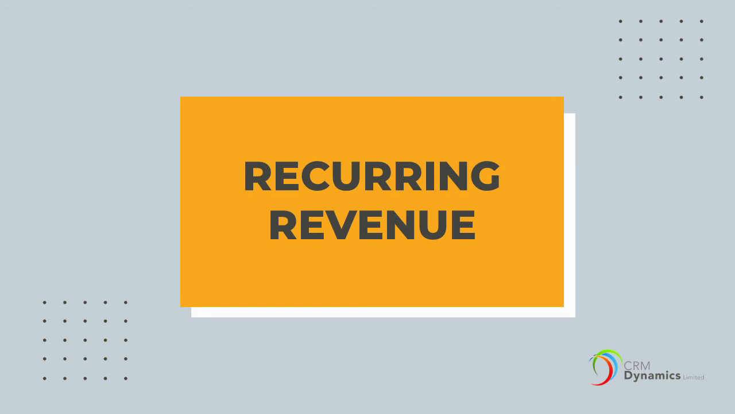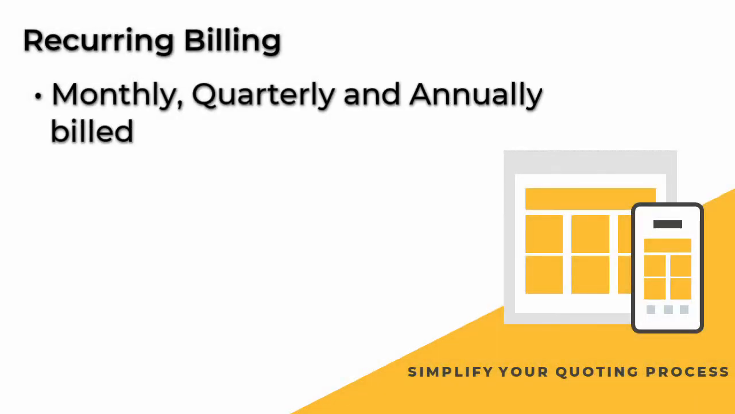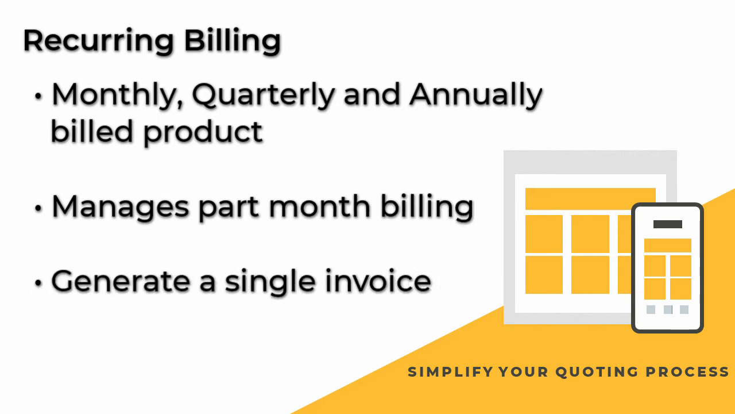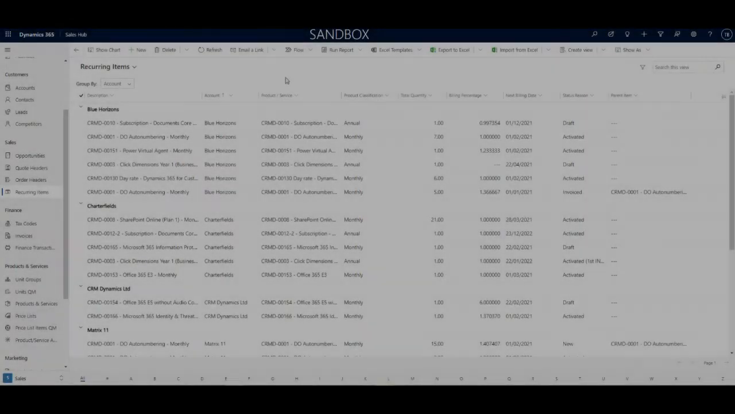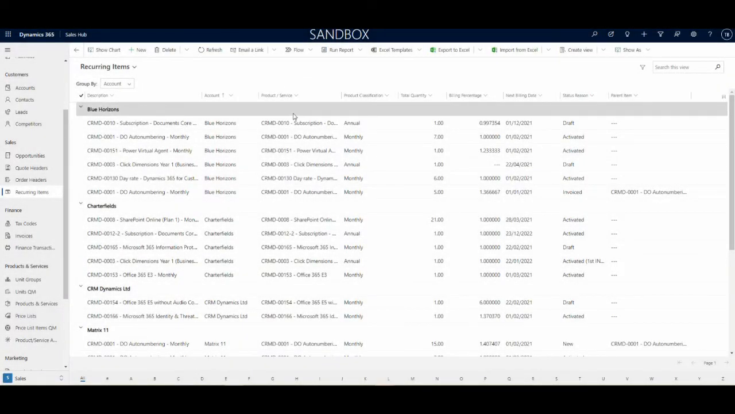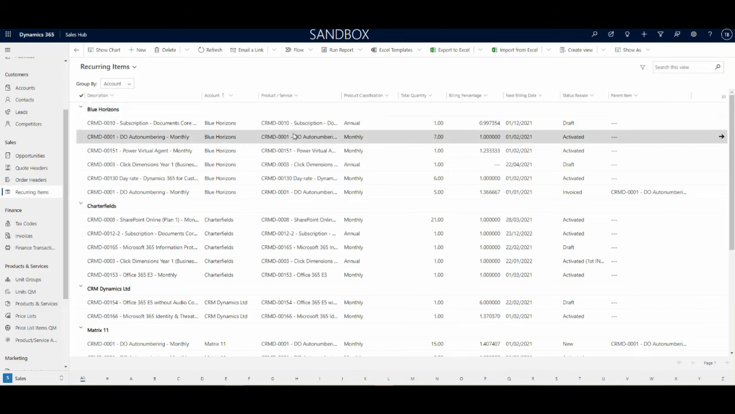Order Manager also manages the invoicing of recurring billed products such as software licenses, subscriptions, maintenance, telecoms rentals, and so on. From the completed order, monthly, quarterly, or annually billed items are copied into the billing table. From here, invoices can be raised on a regular basis, such as your monthly billing period.